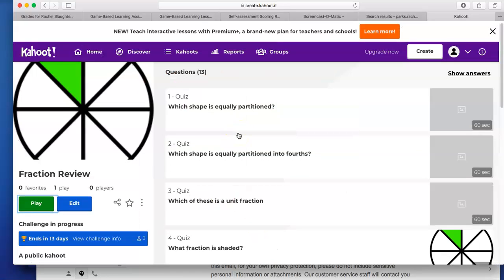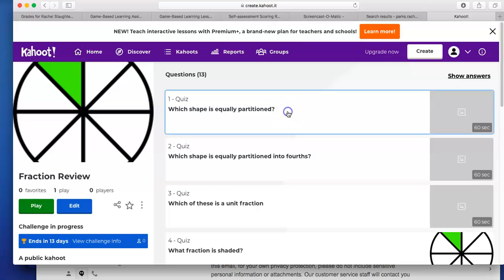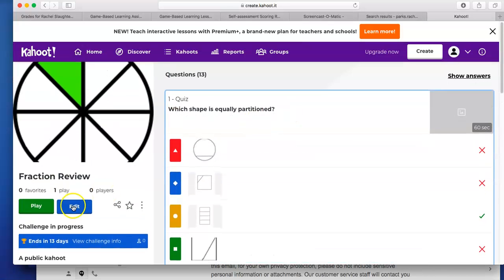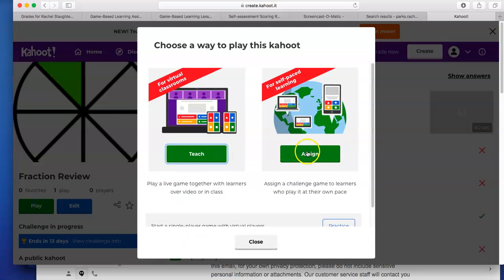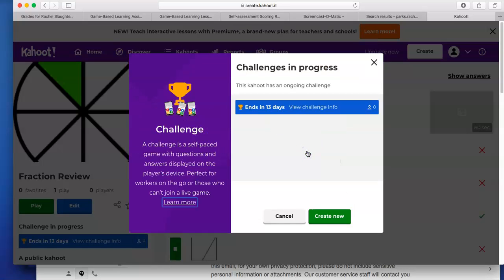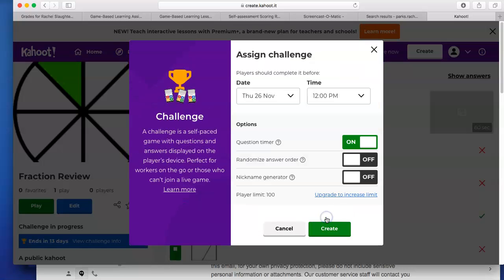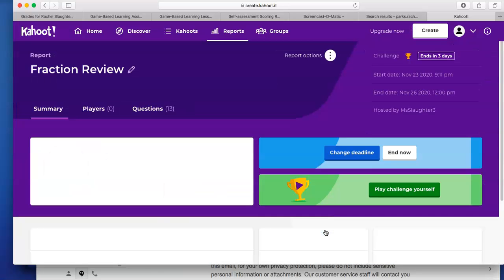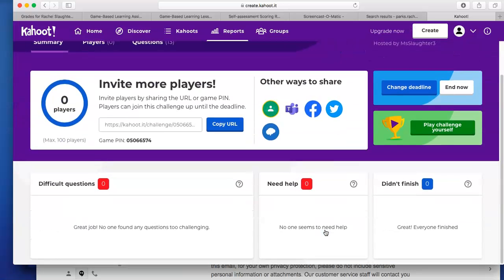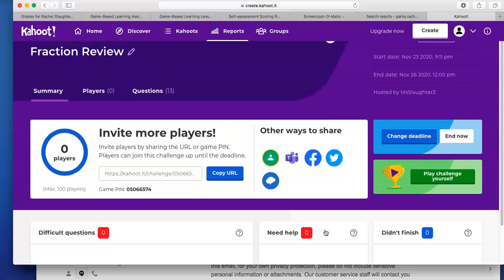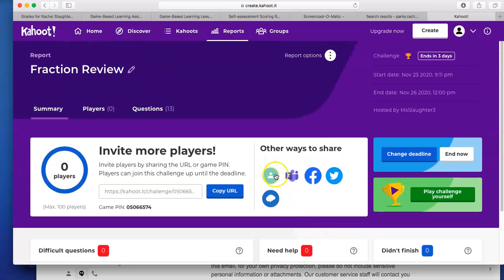So just to go over some of the questions that I have. If I were to assign self-paced learning, I could create a new one, and then you can either turn the timer on or off. Then you would hit create. I want to show you what this looks like before we go out. There's also the option to put it in Google Classroom if you are doing it virtual.